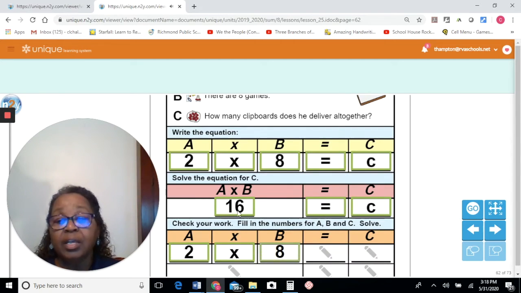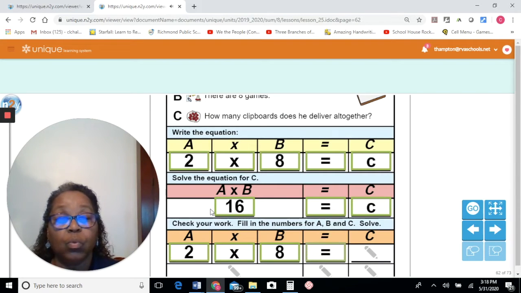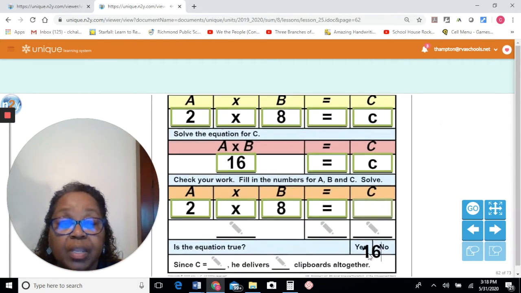And we just figured out that C, we solved C. We found out that C equals, got to put our equal sign in there. What was it? 16. Excellent. C equals 16. So we've plugged it in.